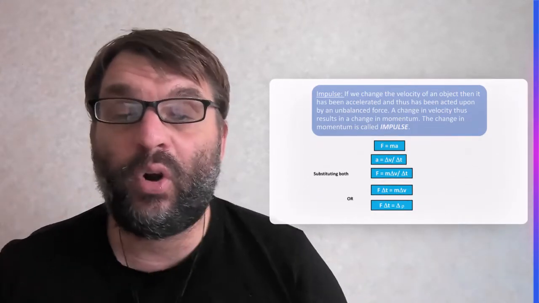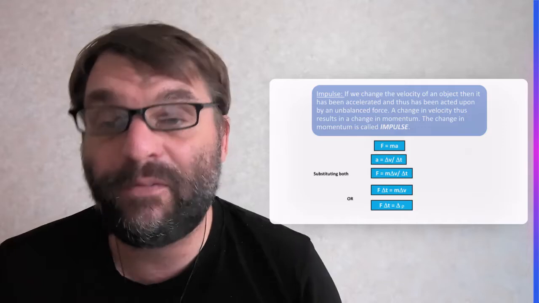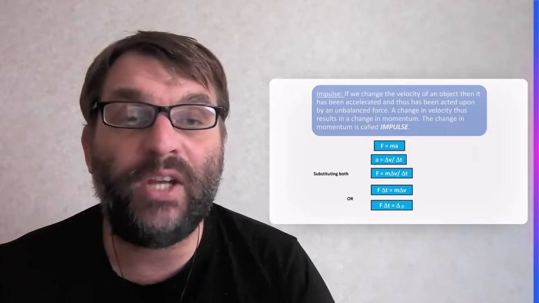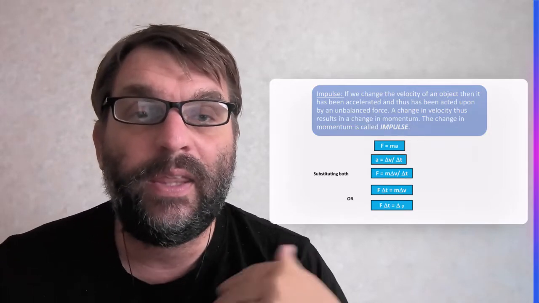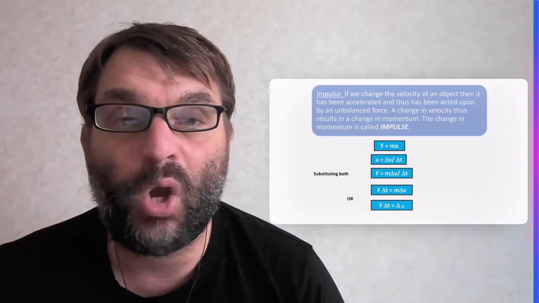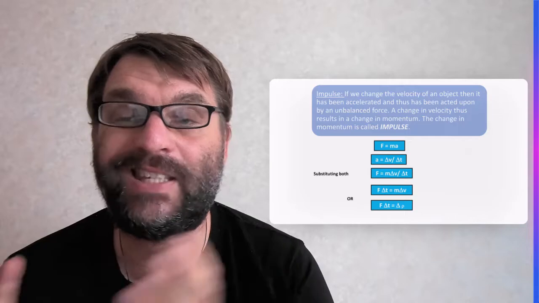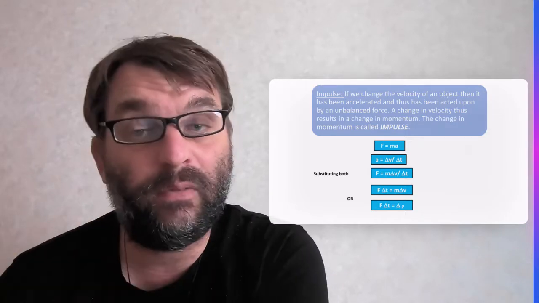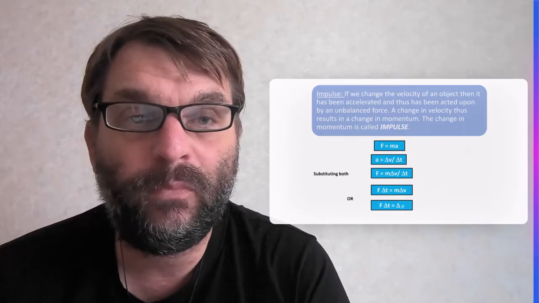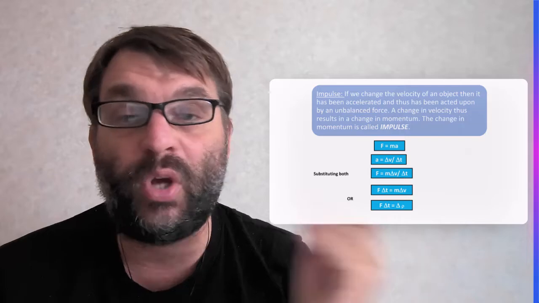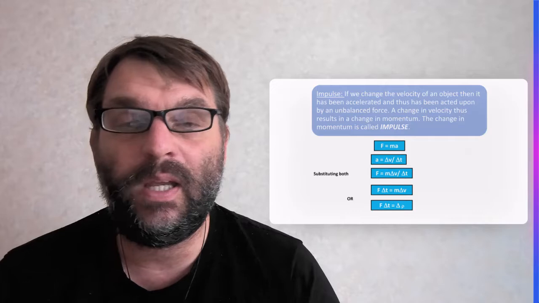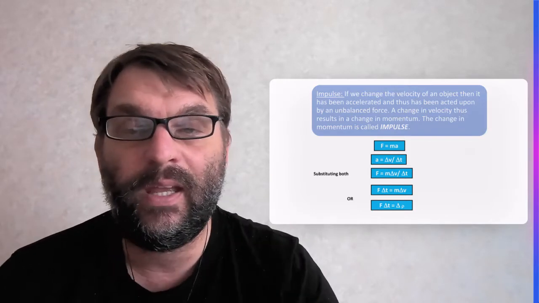So leading on from momentum, we have the concept of impulse. And impulse is basically when we're changing the velocity of an object, then it's going to accelerate, because acceleration is change of velocity over change in time. And this acceleration is caused via Newton's second law by an unbalanced force. So that means that the change in velocity results in a change in momentum. And this change in momentum is known as impulse. And we can see there how to derive that.